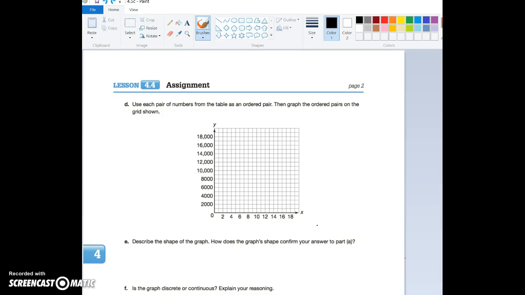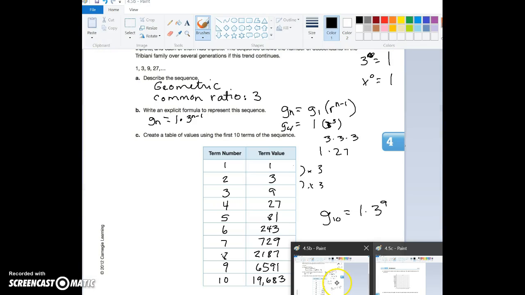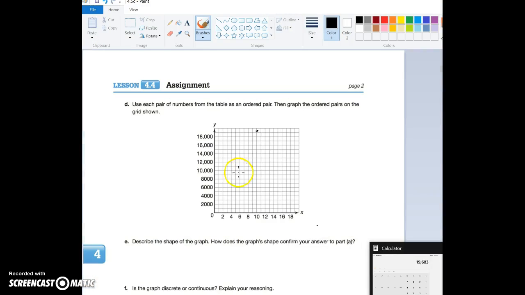See if I can do this without marking up my page here. Okay, so there's my 19,683. Now, the 9th one, I'm just going to go backwards, is 6,591. So that's going to be between 6 and 7. So if here's 9, I'm going to put it right about there.